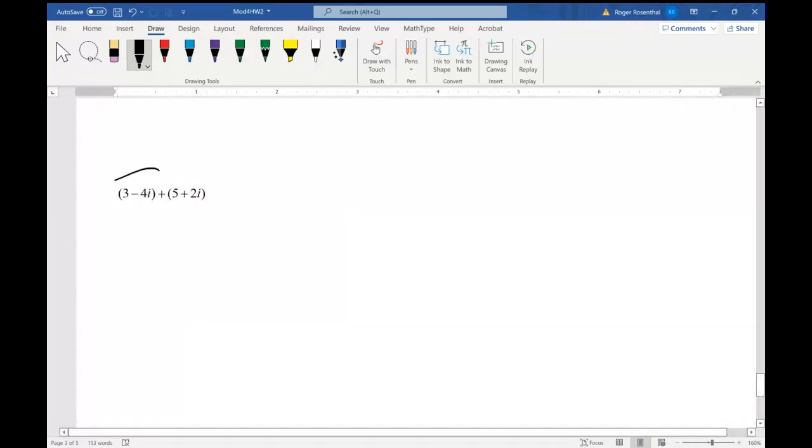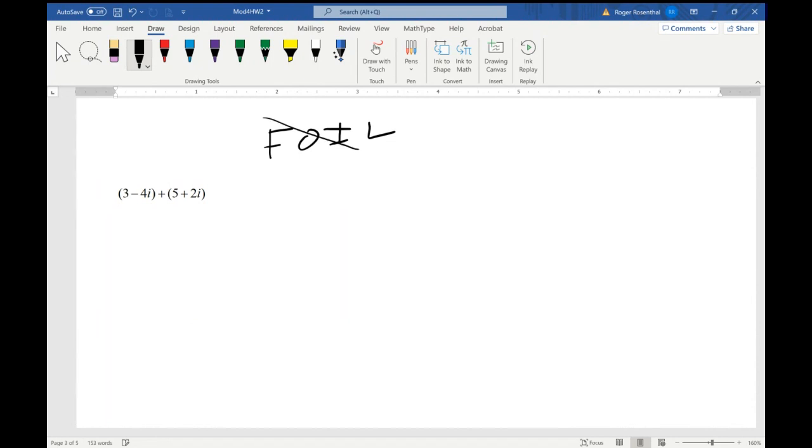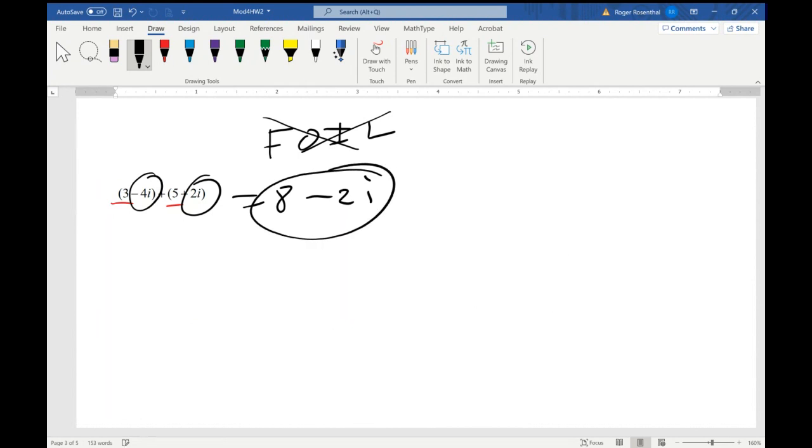Okay, this is an important one for you to try. So please, please, please pause the video, try this. Okay. The common mistake that students make with this is they FOIL. This is not a foiling problem because you're adding these things. If you were multiplying those, it would be a foiling problem. So since you're adding, it's just like terms. 3 plus 5 is 8. And -4i plus 2i is -2i. Done. Nothing more to do. Foiling would be wrong.